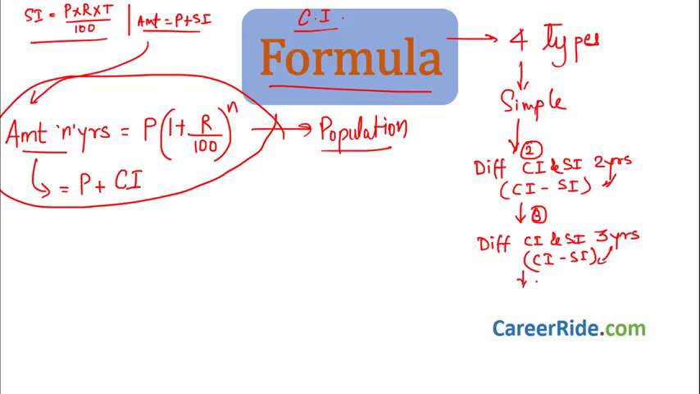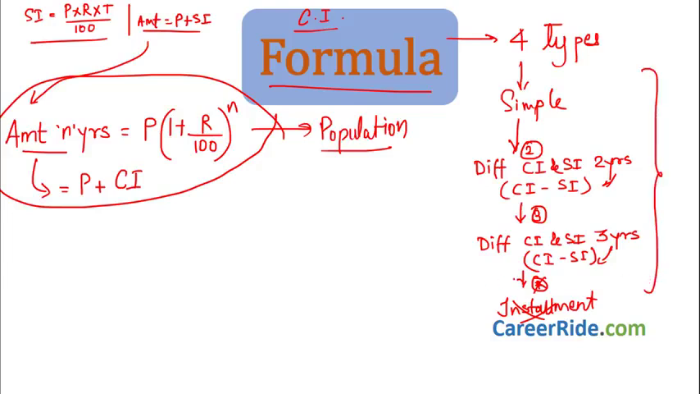And the fourth category is installments, for which we have another separate video. Simple interest and compound interest installment sums are provided in a separate video, so you can check that out. So we will not deal with that over here. So the fourth type is not here. So we will deal with these 3 types, right?